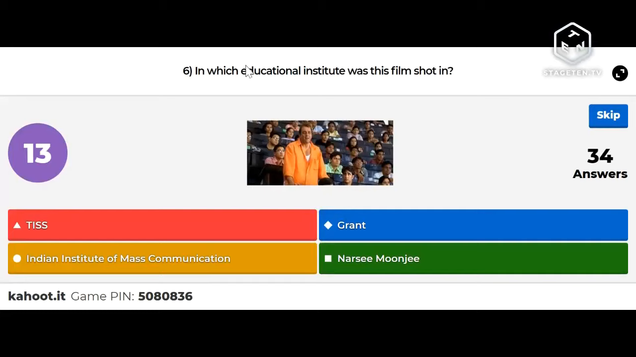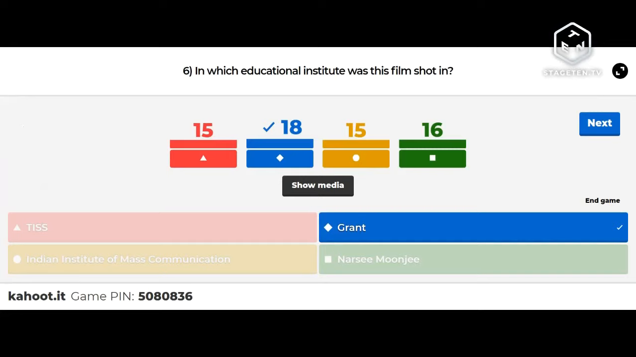So Jab We Met is the right answer. In fact, it's one of the rare films which was copied into Hollywood after Bollywood, the Hollywood film being Leap Year, which was copied from Jab We Met. The other 3 are sort of inspirations or direct copies of English films. Make sure you check which ones they are.